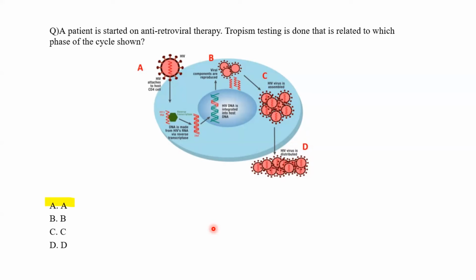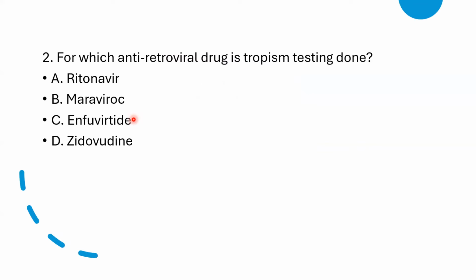Okay. So here they're asking on which part of the cycle do we do tropism testing. It's like we said, it's for the entry, right? So which is the first one? These are all the later phases, okay? So the answer here is A, very easy. This is how questions can come.